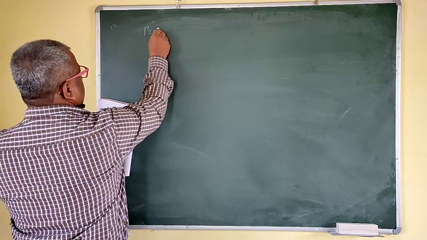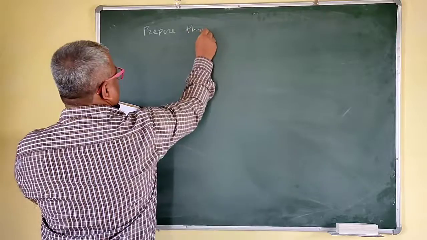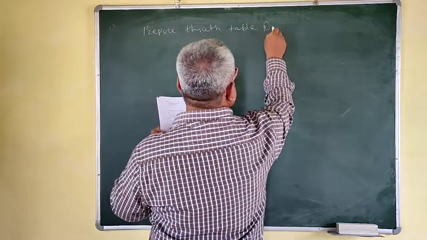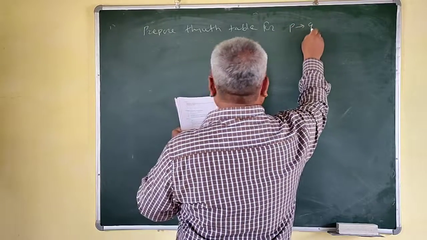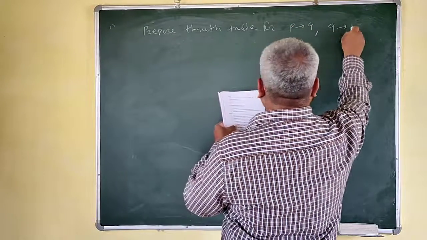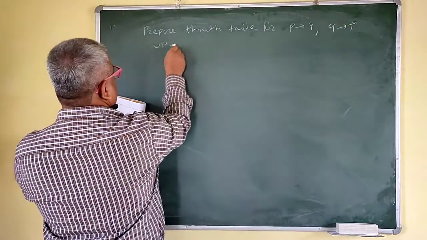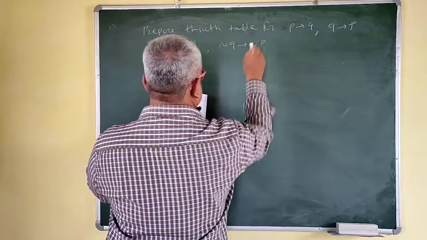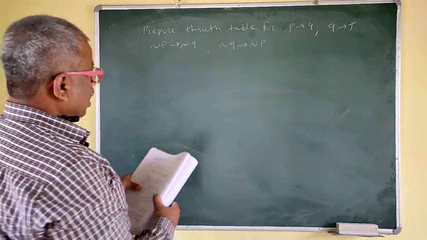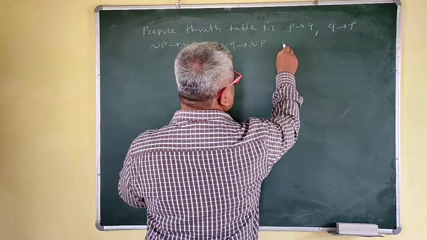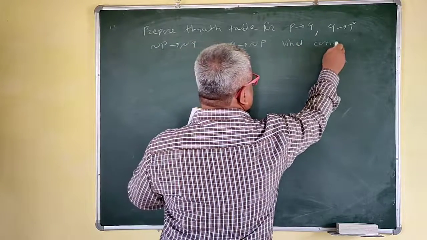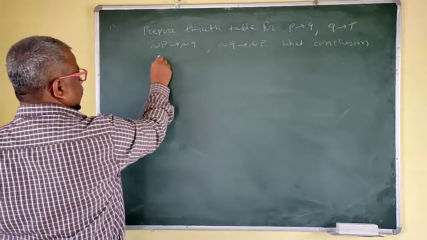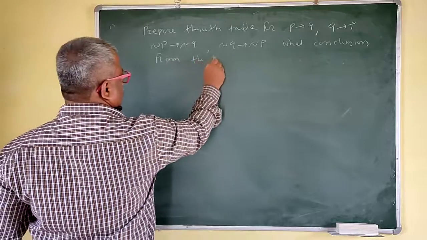Prepare truth table for P implies Q, Q implies P, negation P implies negation Q, negation Q implies negation P, and write down your conclusion. What conclusion from the truth table?